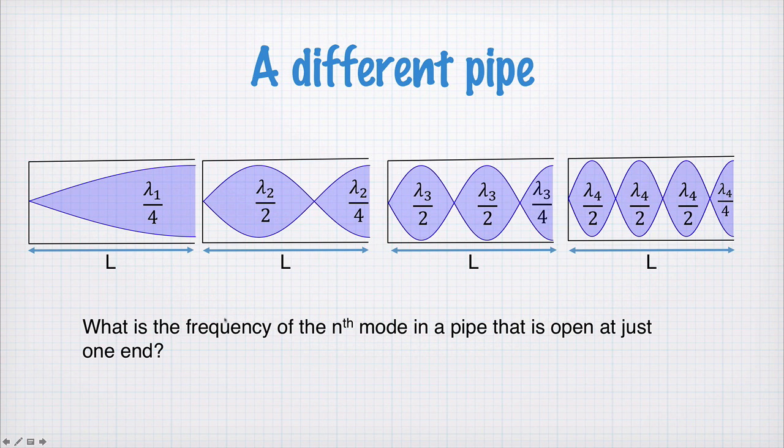As an exercise, you can consider a different kind of pipe, one that looks like this, where we have a closed end and an open end. So the fundamental mode in this case will be a quarter of a wavelength long, because we can satisfy a boundary condition here where we have a node and then an antinode at this end. The next mode along, where we have a node here and an antinode here, will have lambda on 2 plus lambda on 4, so it's 3/4 of a wavelength. And to get to the next mode, we add another half a wavelength, and then another half wavelength, and so on and so on. So what's the frequency of the nth mode in a pipe that's open at just one end? And that's an exercise for you guys.